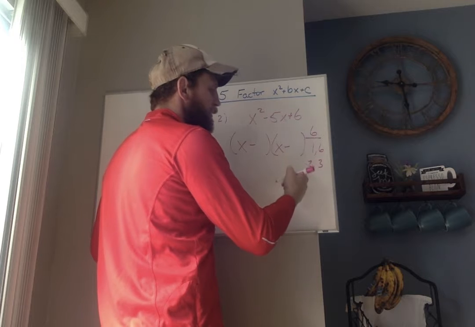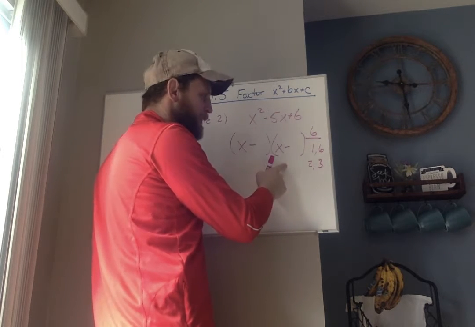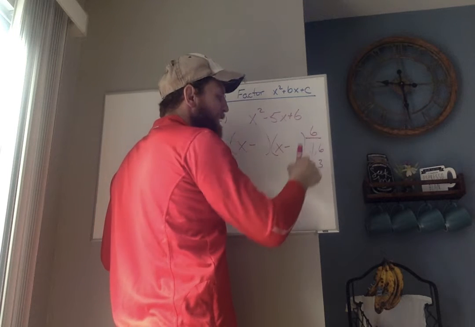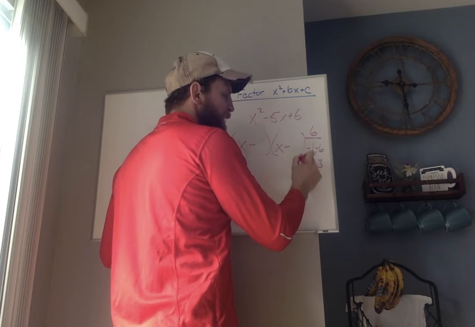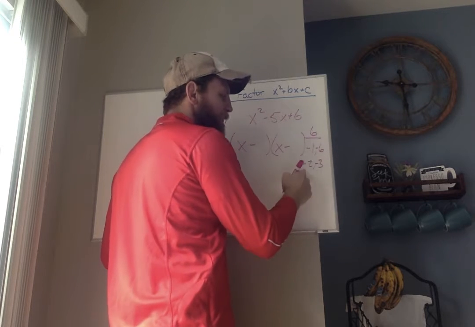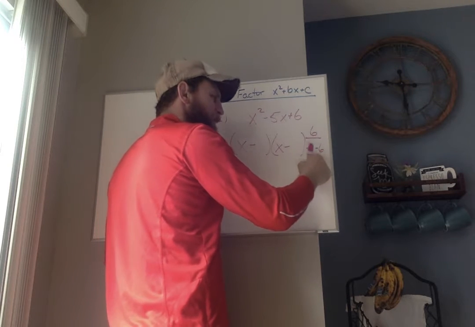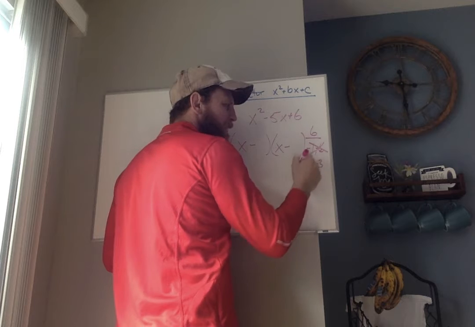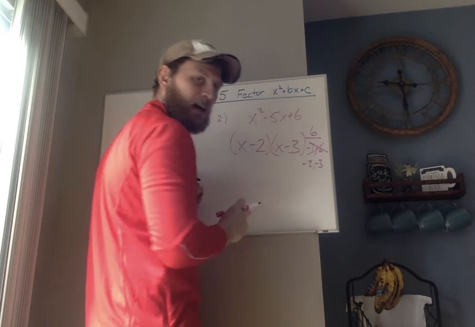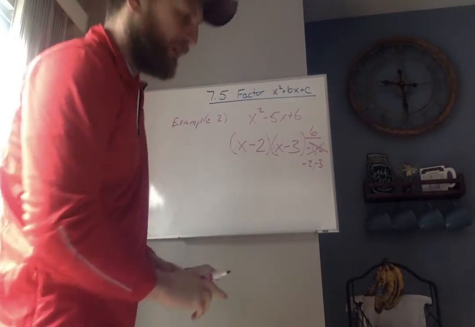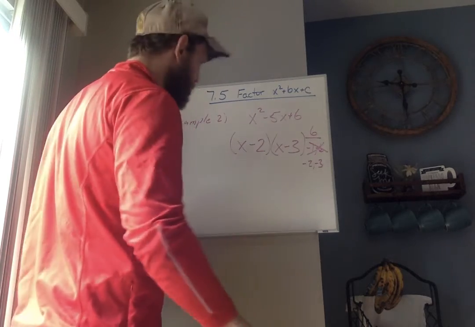Now, because both my signs are negative, when I combine these, it's going to be negative 6 and negative 1, or negative 2 and negative 3, because those signs are negative. Do you see that? So negative 1 plus negative 6 is negative 7. That's not it. Negative 2 plus negative 3 is negative 5. So there you go. All right, so that's how we do these. We use those patterns to help me out.